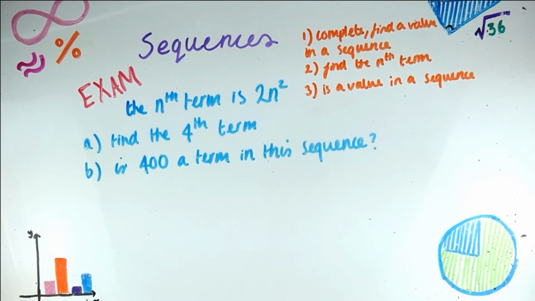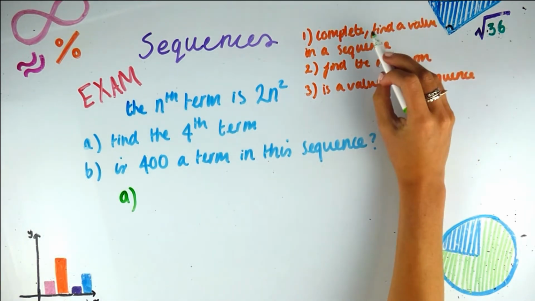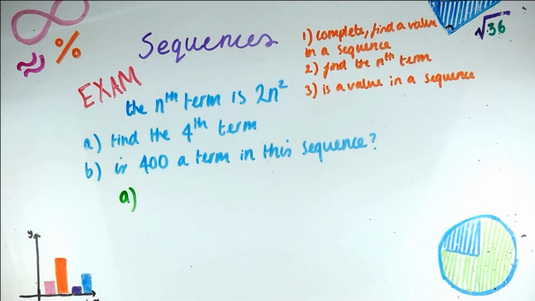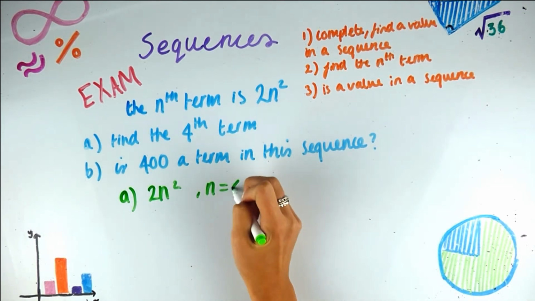Okay, so our next example, the nth term is 2n squared, so sigh of relief, it's actually given to us here. A, find the 4th term, so let's just do A first. So this is a 1 question, so we're completing or finding a value. So we know our sequence is 2n squared. The 4th value means we're taking n as 4.